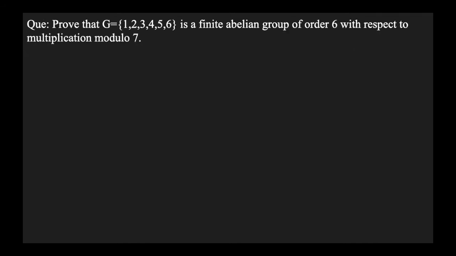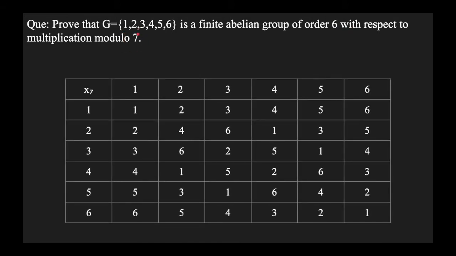Let us consider another example, for multiplication modulo 7. Prove that G, here given as 1 to 6, is a finite abelian group of order 6. Of order 6 means there are 6 elements, so it is called of order 6 with respect to multiplication modulo 7. Again we need to construct a composition table like this. Here for multiplication modulo 7, the entries are 1 to 6 along rows and columns. First, in the same manner as previously, the row for 1 has all the entries the same.